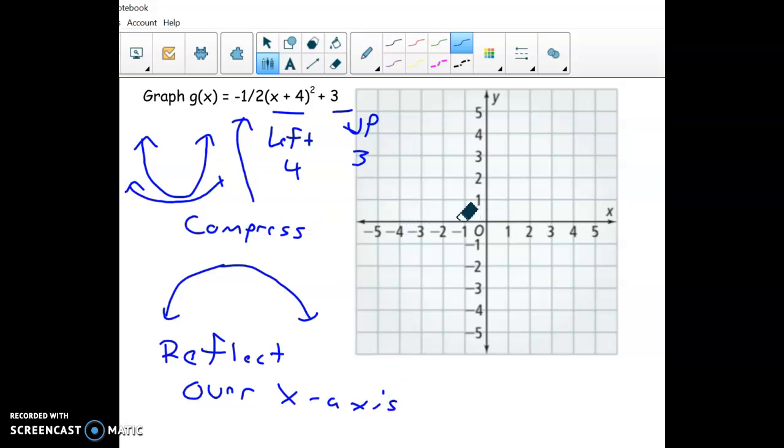So I'm going to go left 4, up 3. Okay, and then I'm going to draw it compressed and reflect it over the x-axis. So I'm going to draw it looking something like that. That's not a great graph, but hopefully that gives you the right idea.